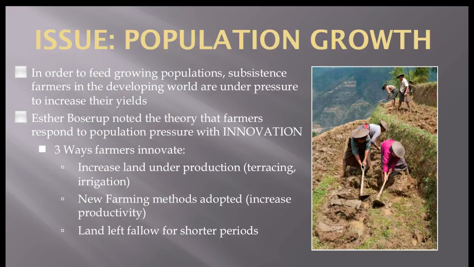And then her third point was land left to fallow for shorter periods. Basically, fallow means leave alone. So if you leave the land alone for shorter periods, you can grow more and more items on it more rapidly than continuing to wait.